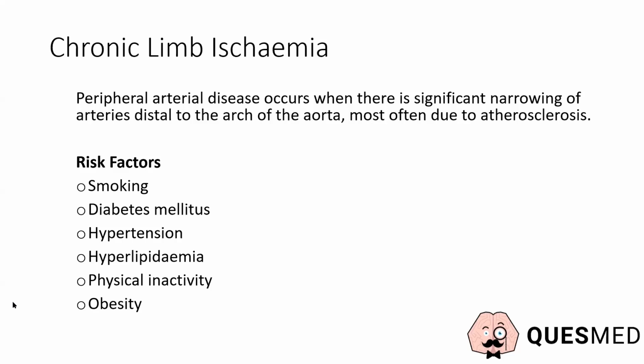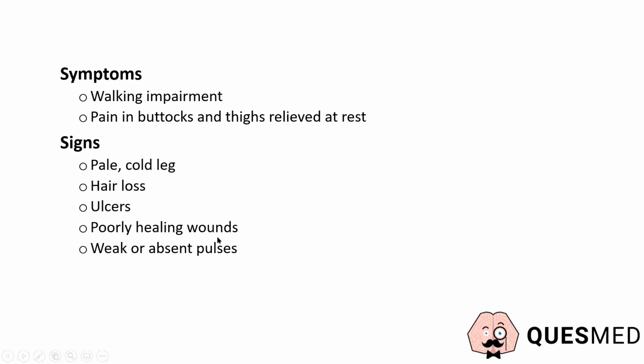So the next slide touches a wee bit on symptoms. These patients will often present with pain when they're walking that's relieved by rest. They often have pain in their buttocks and thighs, again, which is relieved at rest. They'll often have a pale, cold limb with hair loss, and they may have ulcers which don't get better. Similarly, they may have poorly healing wounds and weak or absent pulses. And next slide.